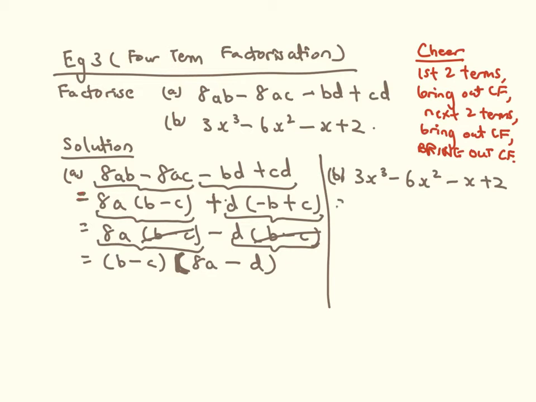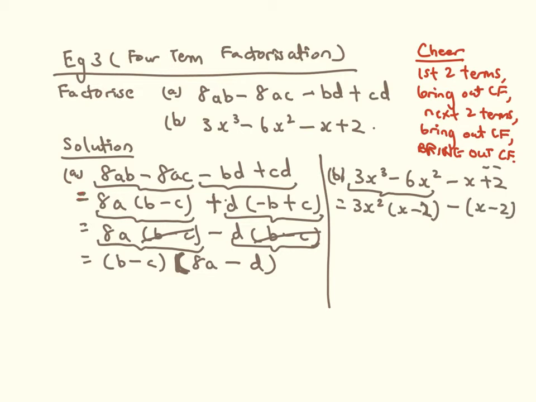Now part B, again we use our first two terms to factorize. So I take out 3x squared as a common factor. Next two terms, oh sorry, this is a 2. Next two terms factorize. So I take out a minus sign. And then since the plus sign is made out of 2 minus, it becomes x minus 2.